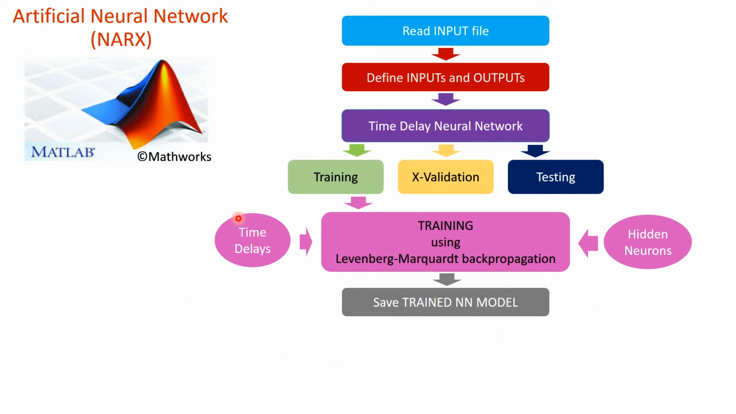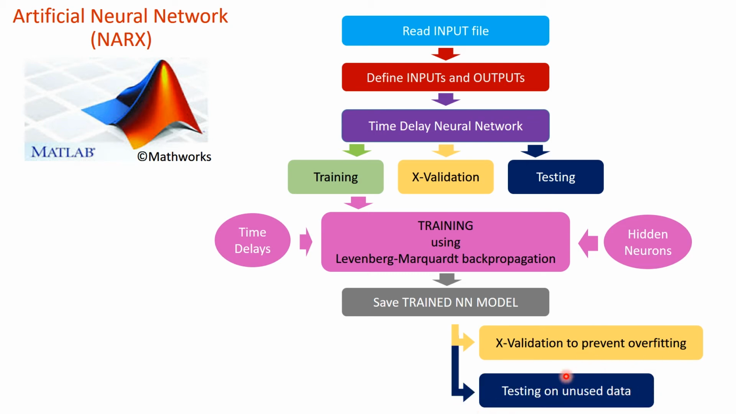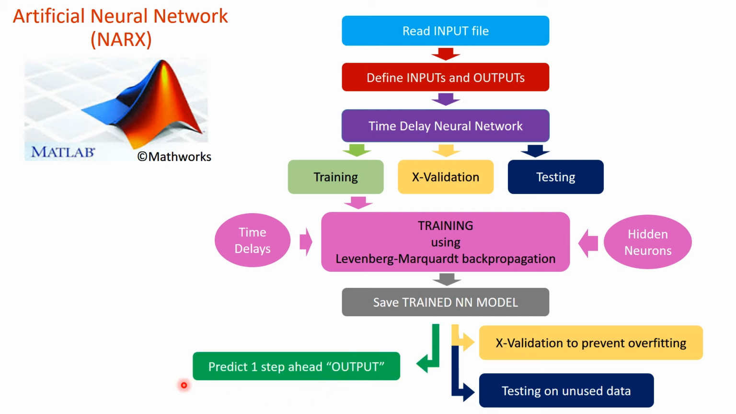So this is the most time consuming step. Once we save our trained neural network model, we then cross validate it. This is done in order to prevent overfitting. Then we take this testing data, which is a portion of your input data, and test it to see how good this particular model is. If you're satisfied with the model, you create an output, you predict one step ahead, and that is your output. So this is what is happening inside this particular MATLAB library.